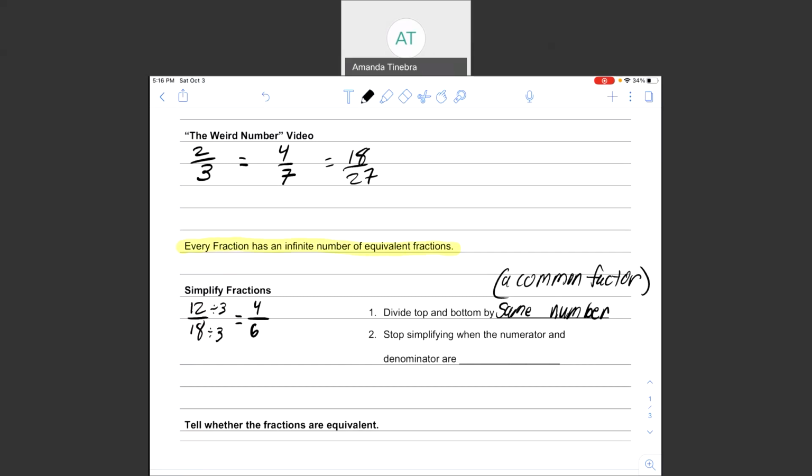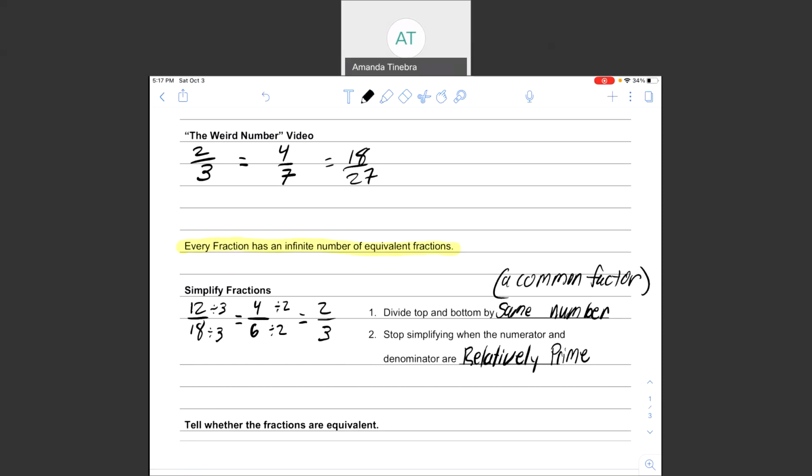Okay? Now I see that 4 and 6 still have common factors. There's numbers that go into both. So I see that I can divide both 4 and 6 by 2. 4 divided by 2 is 2. 6 divided by 2 is 3. And at this point, I don't have any more common factors. And so this is our rule. We stop simplifying when the numerator and the denominator are relatively prime. Or in other words, as we did in our last video, when they have no common factors except for the number 1. Once we do that, that means that we are in our simplest form.